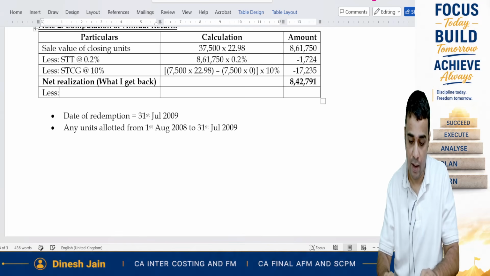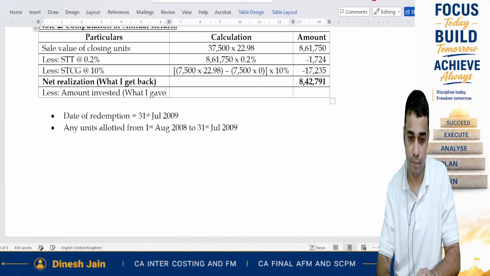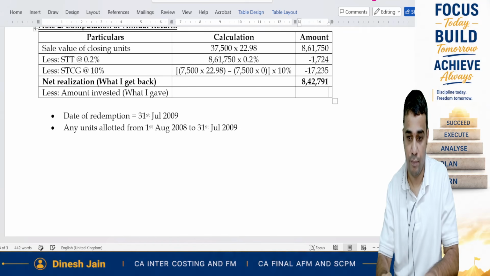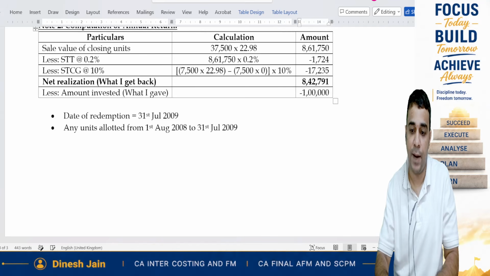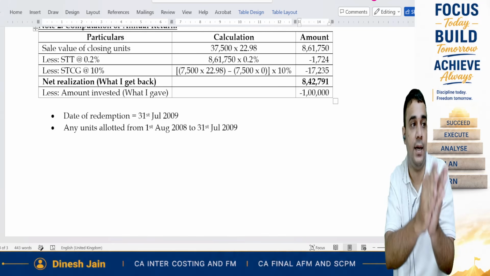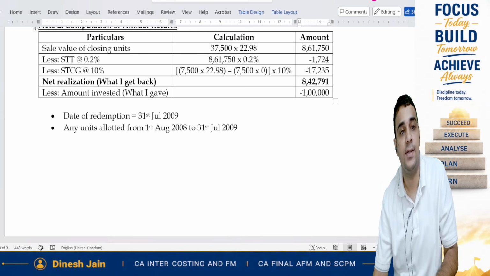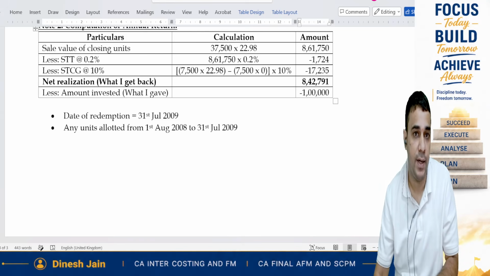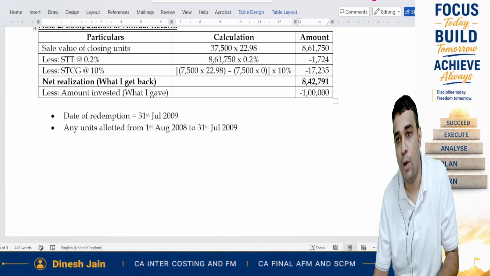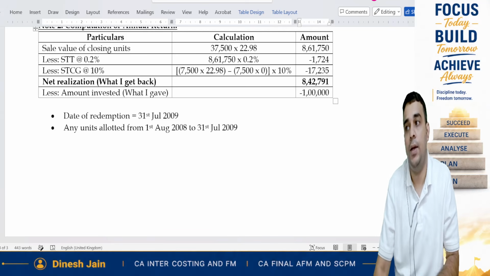Less amount invested, what I give. Once I subtract, my numerator is ready. What I get back minus what I give. The numerator is what I get back minus what I give. Divide by what I give into 12 by M into 100.